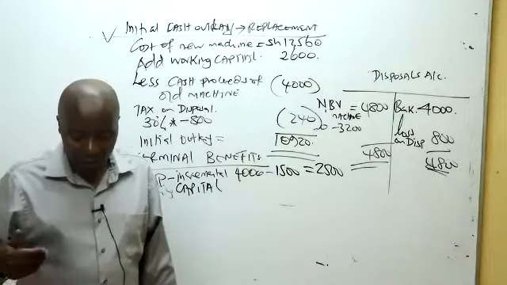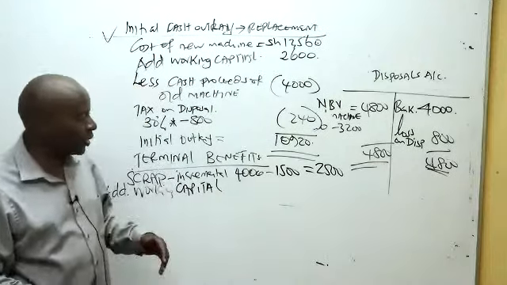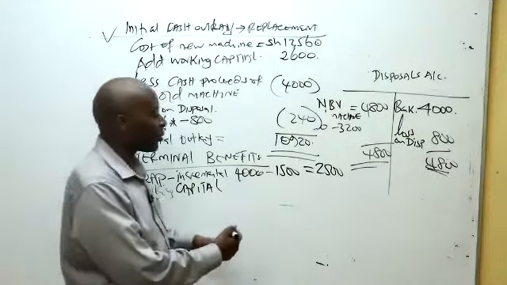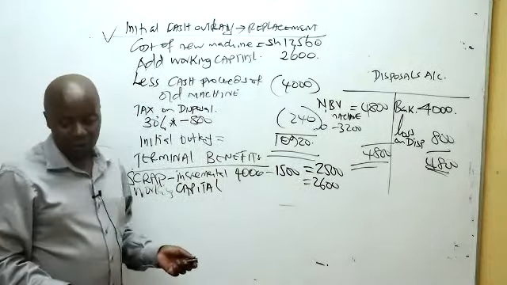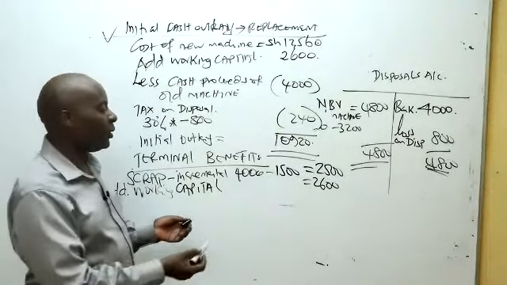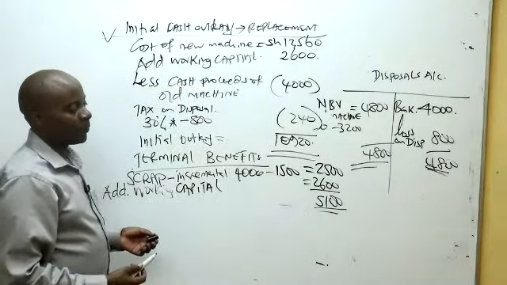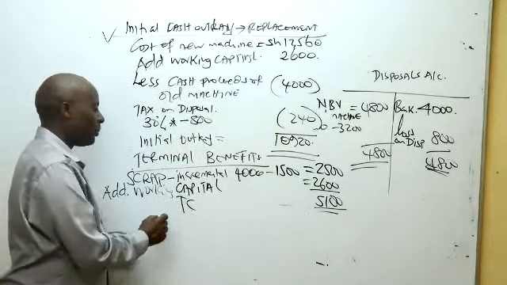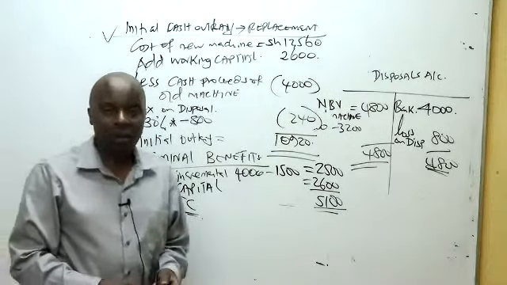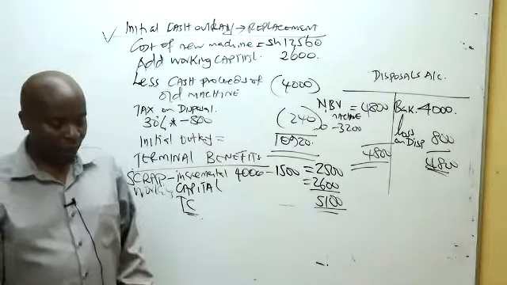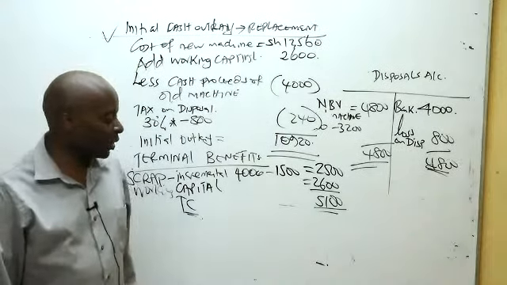The new machine will also require an additional increase in working capital. You can see it's already an increase, so don't subtract there. So we have what there, somebody? 2,600. And that will make the total cash flow 5,100. So this is what we call the terminal cash flow. The terminal cash flow is 5,100.